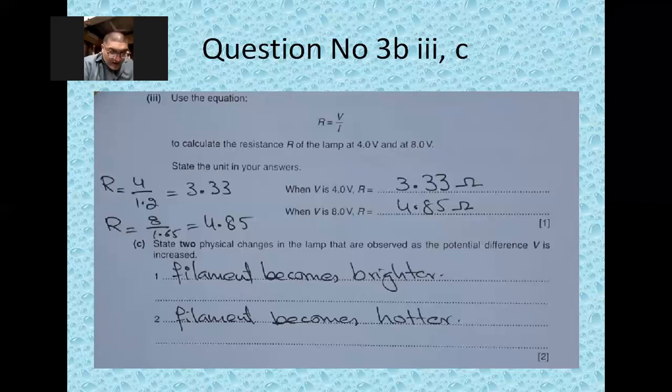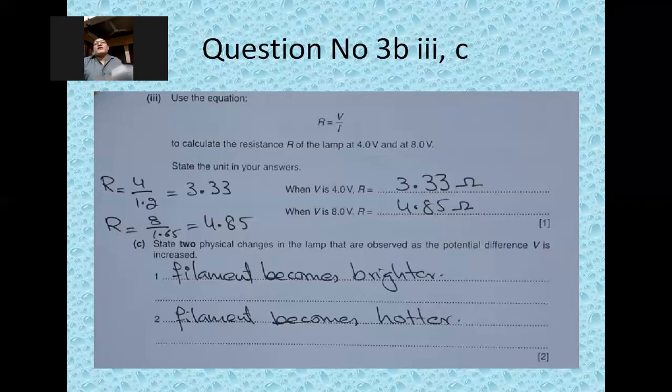So you see, when you increase the voltage, the filament will become hotter. It will become red hot. The filament becomes hotter and brighter. So there are two things that will happen with the filament. One, it becomes brighter, and the second is it becomes hotter.